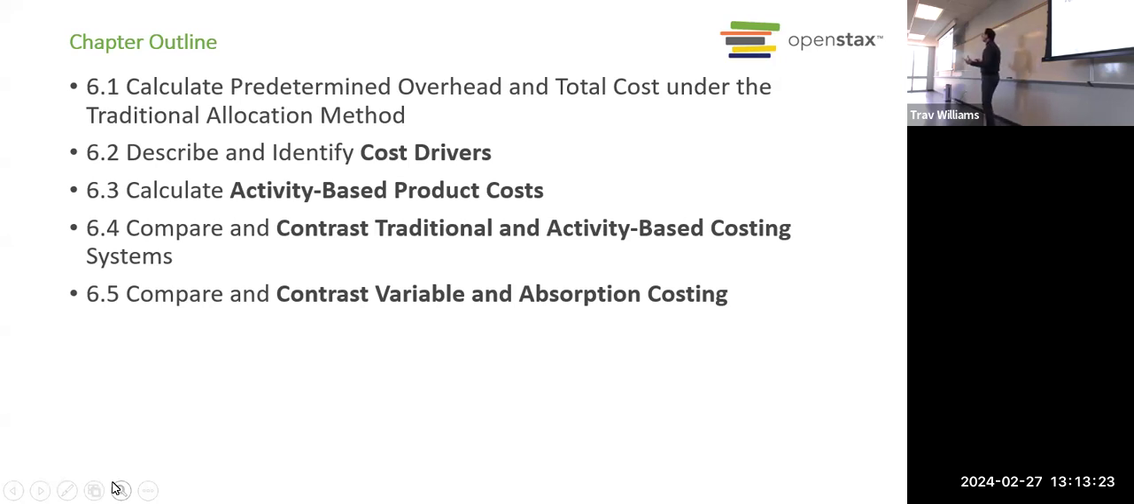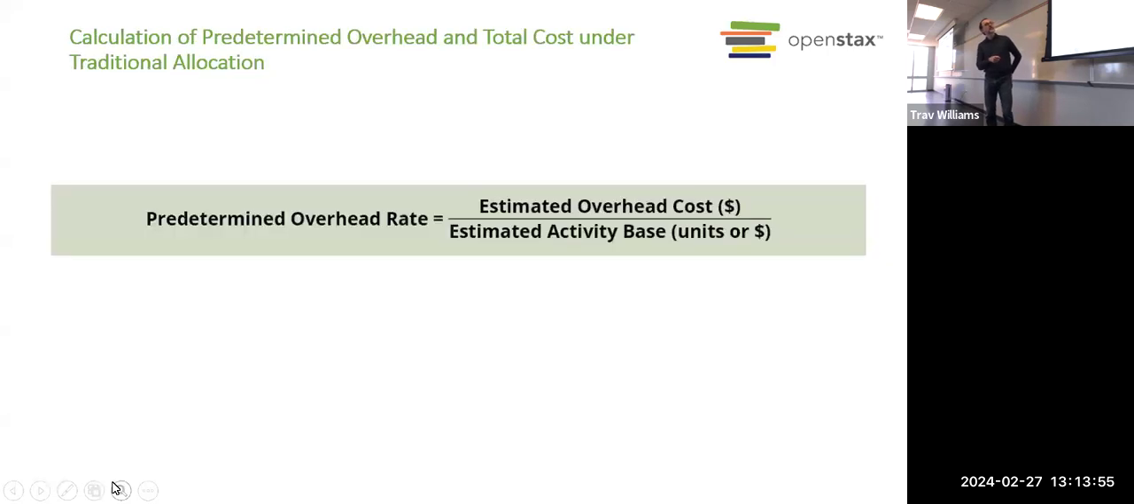And we'll just do a comparison and see, well, what happened when we use traditional, what happened when we use ABC, and which is a better approach. The short answer to that is ABC is a better approach. It's just that it takes longer. Then we get into variable and absorption costing. Again, absorption is a new name for something we are already familiar with. And variable is going to be a little twist on what we've done in the past, okay?